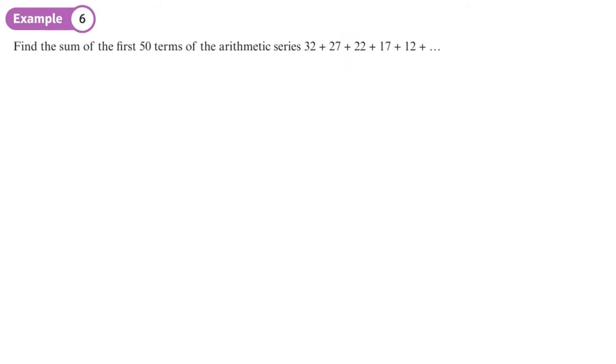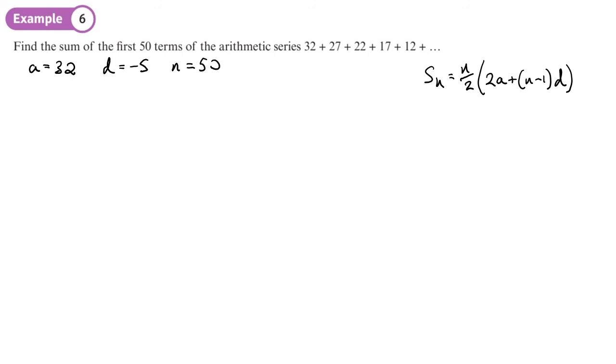So we're going to use that formula, so we'll just write it down here, that the sum is equal to n over 2 (2a plus (n minus 1)d). So find the first 50 terms of that series. So a is 32, because that's the first term. d is, I can see it's going down by 5, so d is negative 5, and n is 50, so you just substitute that into the formula.